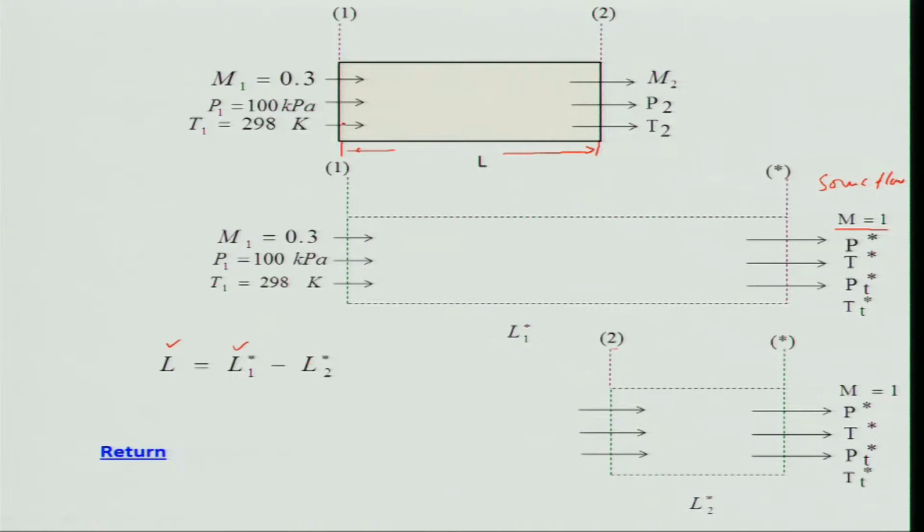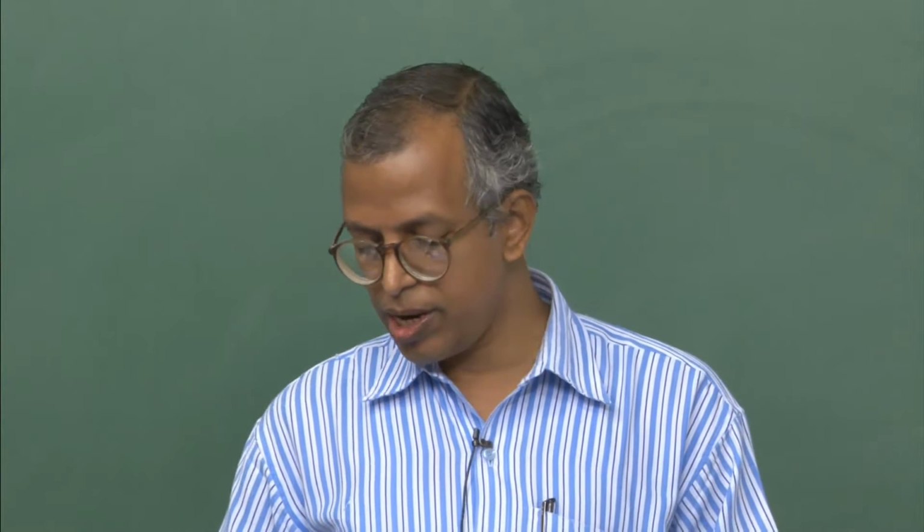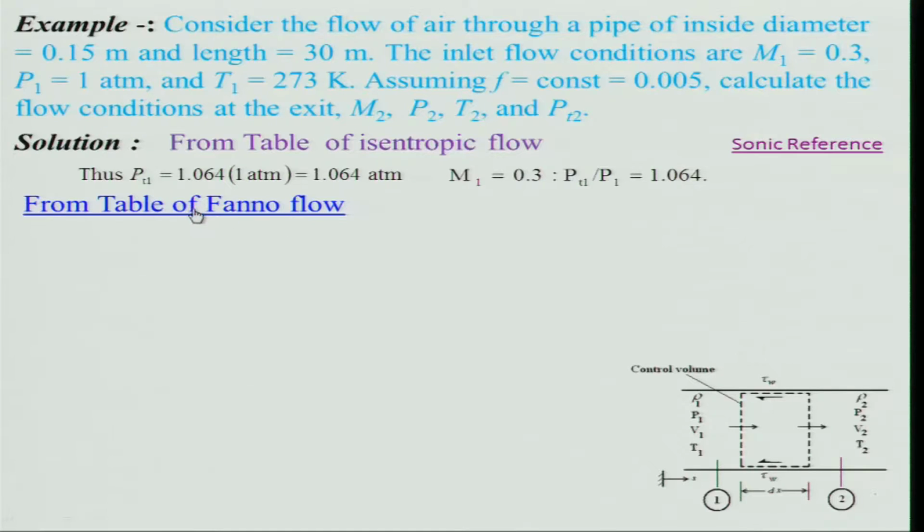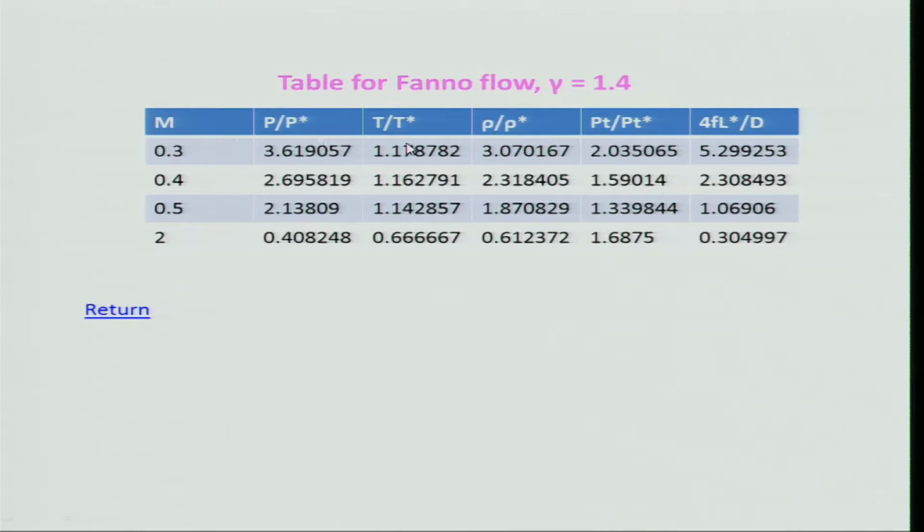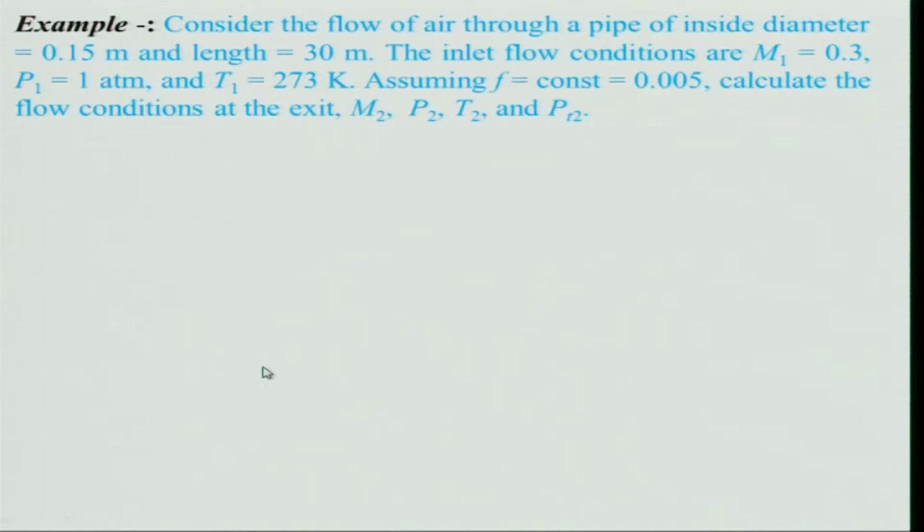This is done by using a table. Let us look at the Fano table, or the table of Fano flow, and these are the values we can get. For 0.3, P by P star is given. If you look at 0.3, I will get P by P star, T by T star, rho by rho star, PT by PT star, and 4 f L star by D. I have given the inlet Mach numbers 0.3, 0.4 and 0.5, and of course there is also a supersonic condition, but in this example we will be using these numbers. We will have to interpolate between 0.4 and 0.5, and we will see how to do that.